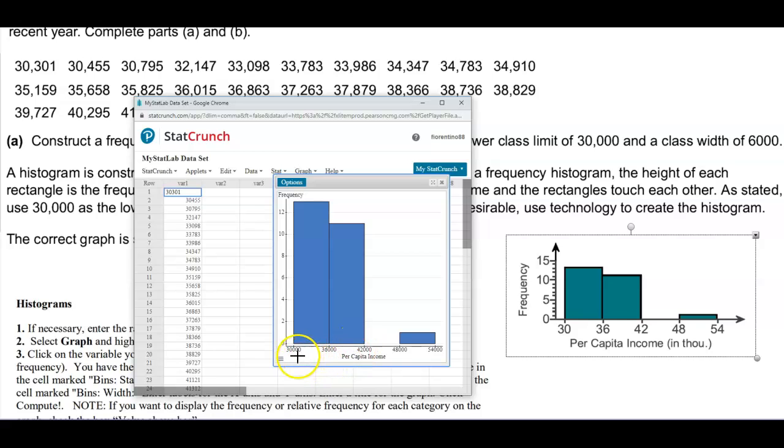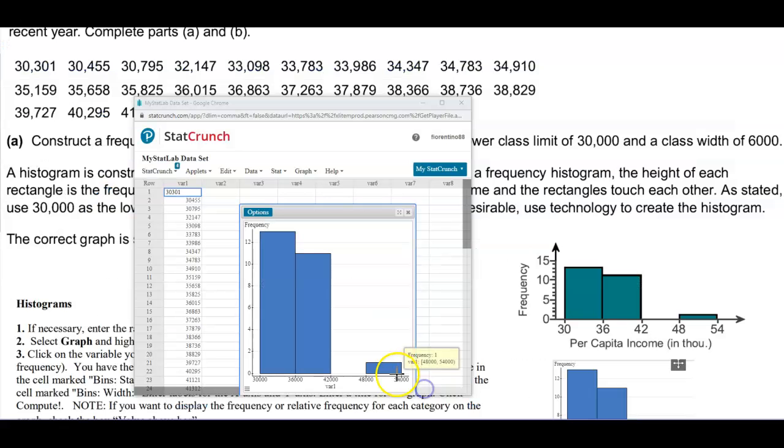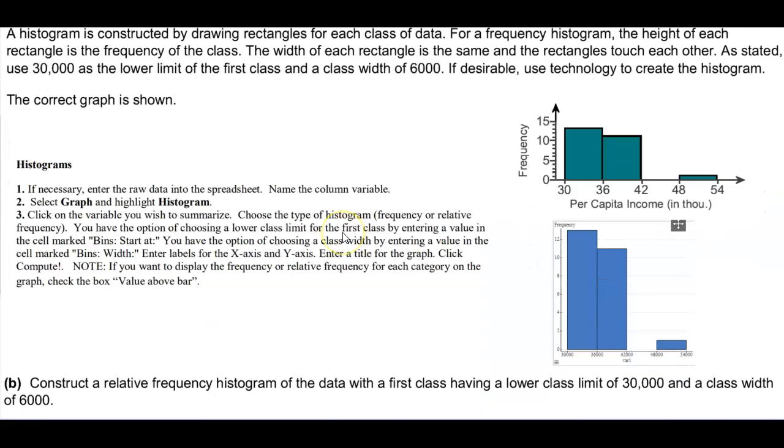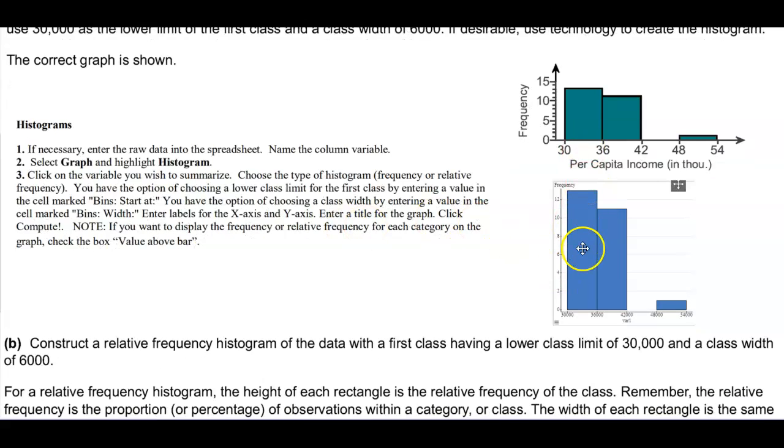If you look down at the bottom, it says 30,000, 36,000, 42,000, 48,000, 54,000. The numbers you have when looking at your assignment might look a little bit different because it's saying it's the per capita income in thousands. They basically knocked off the 3 zeros, and that's why it's labeled that way. But this is the exact same graph, only in this case it's in thousands. So the graphs match.